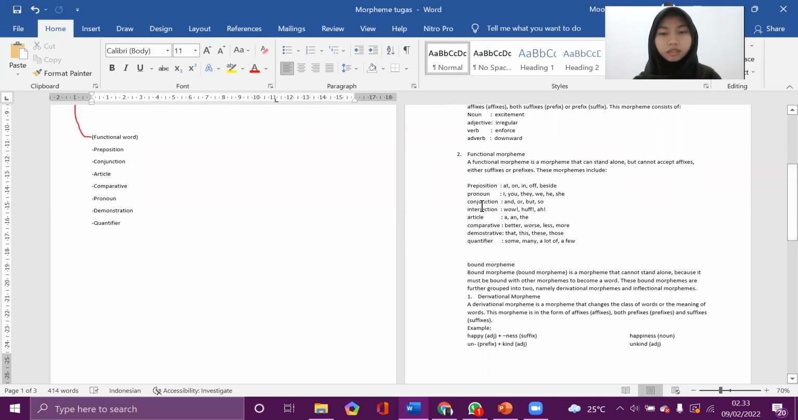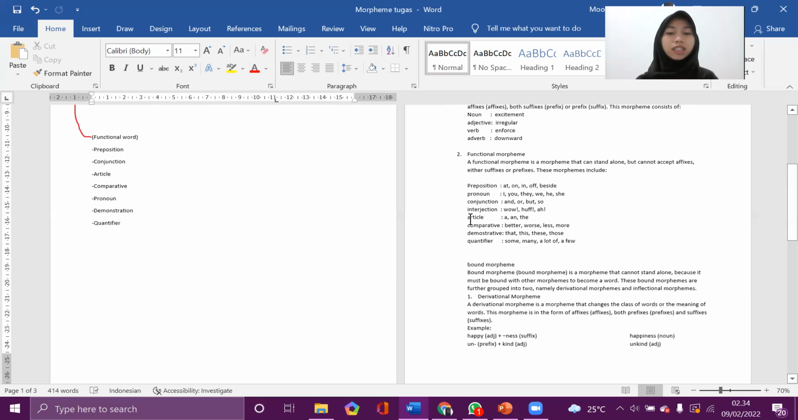And the next is conjunction. Conjunction is a combination of a sentence which shows the relationship between two parts of a sentence that are related to each other. And examples of conjunction are and, or, but, so. And the next is interjection. Interjection is generally an exclamation. So examples of interjection are wow, ah.